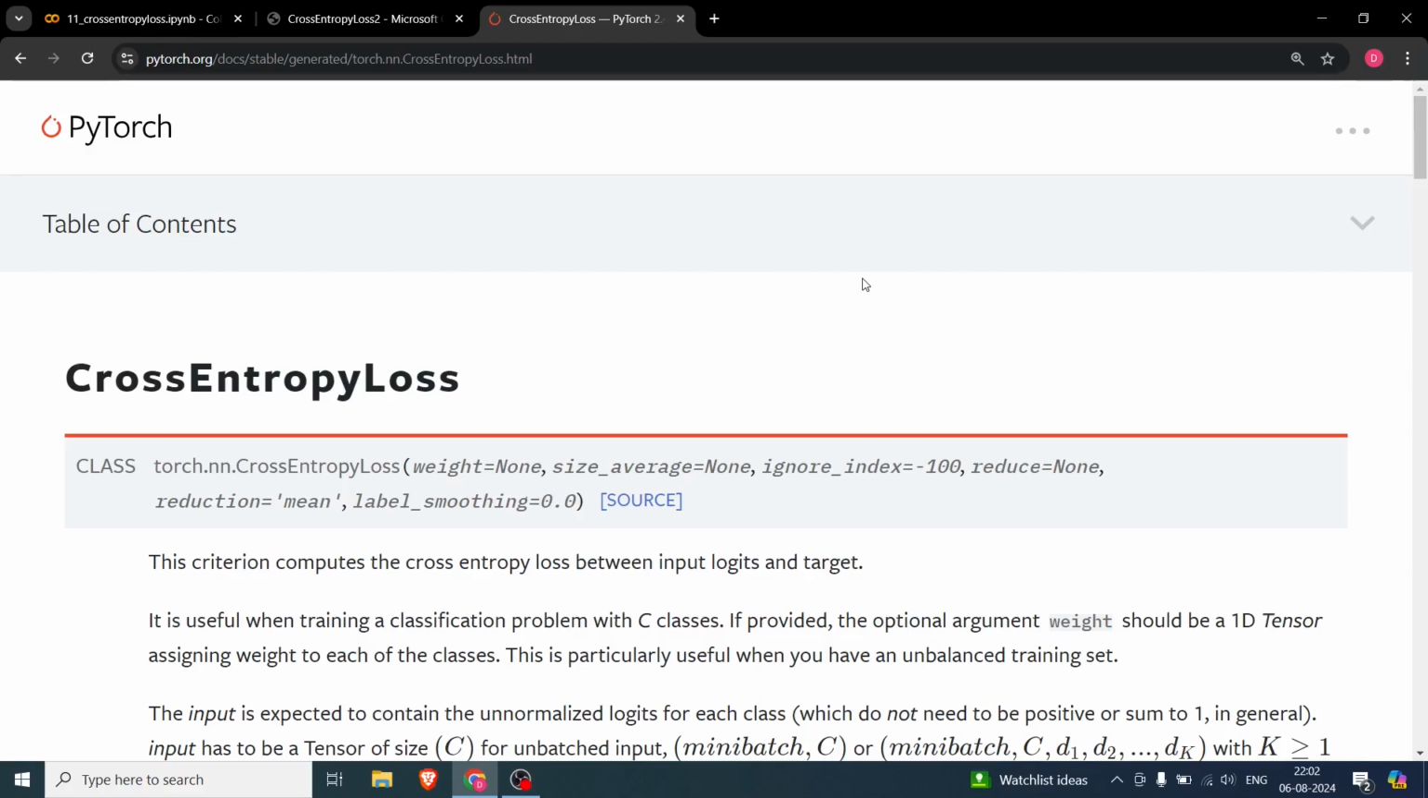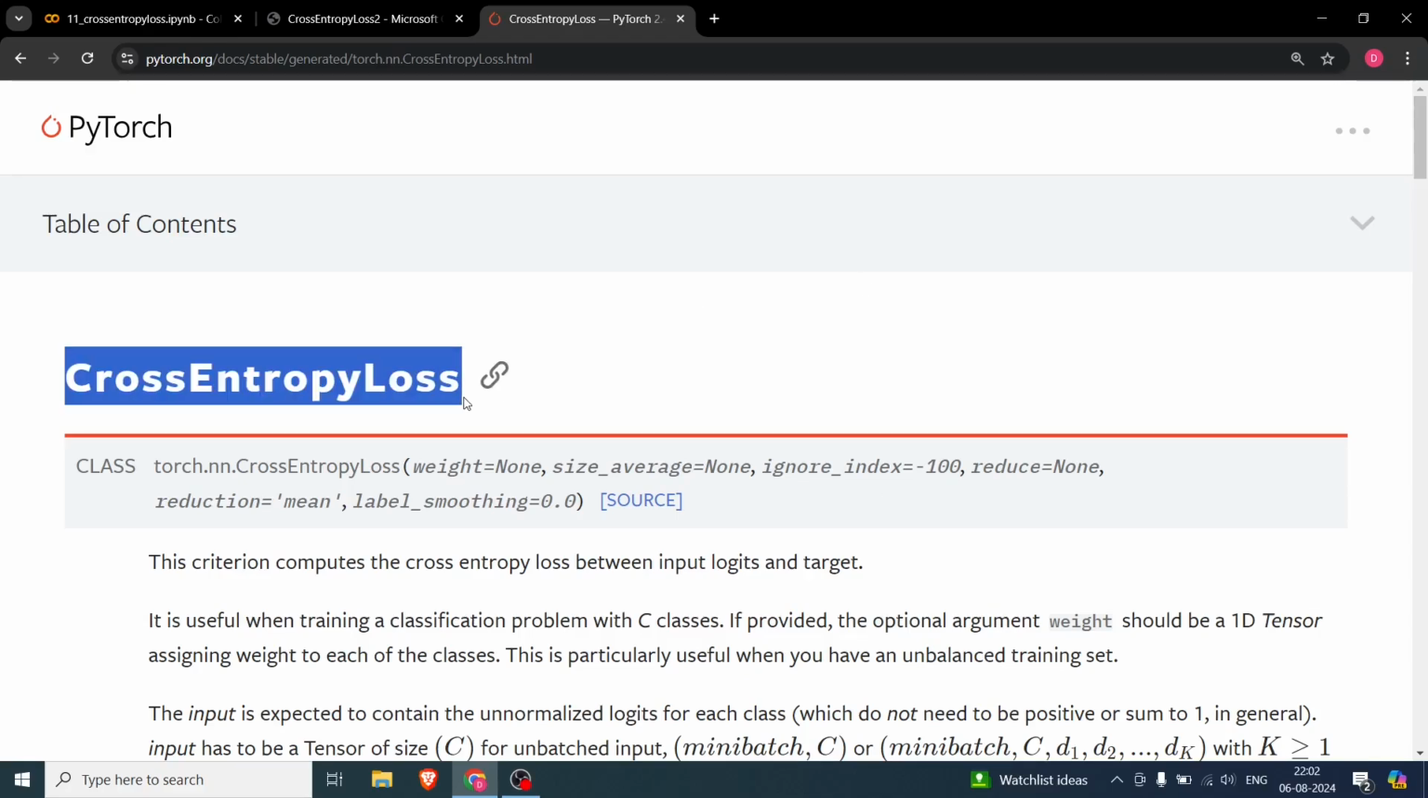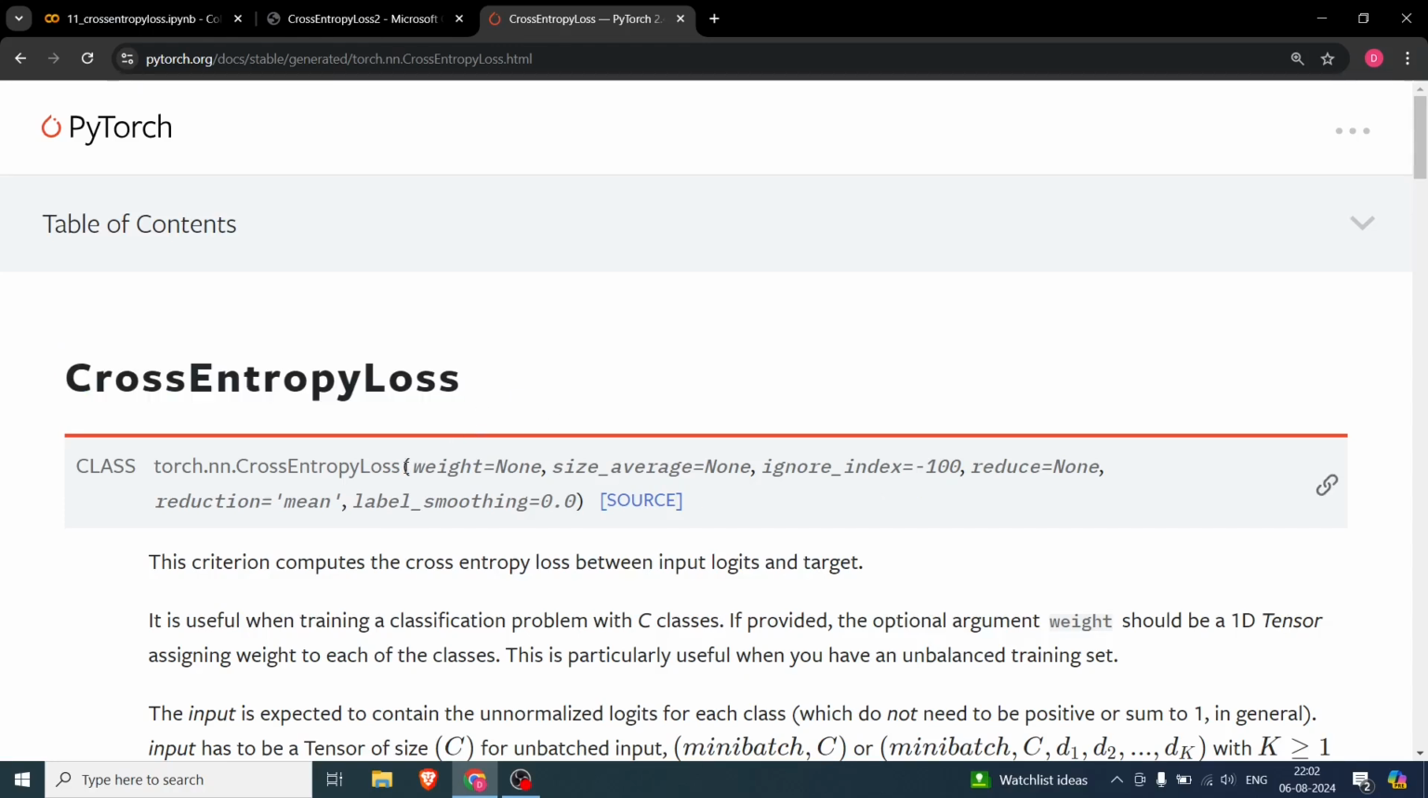Hey everyone, so this is the second part in the cross entropy loss video. The first part is already uploaded and this is the second part. In the last part we covered ignore index and reduction. These were the two parameters we covered in cross entropy loss.